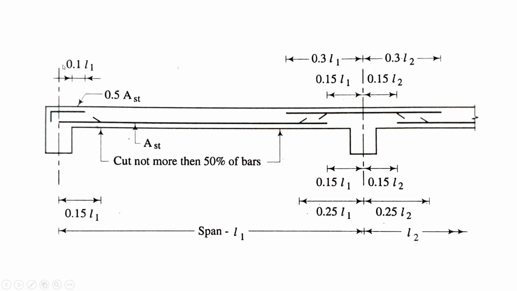So now, from the center of the support, at a distance of 0.15 L from the discontinuous edge, we can curtail the bars and provide 50%. So at the midspan we will provide full AST, and from a distance of 0.15 L from the center of the discontinuous support, we can curtail 50% of the bars, and we can extend only 50% of the bars inside the discontinuous support. While if it is a continuous support, then we can curtail from 0.25 L from the center of the continuous support.